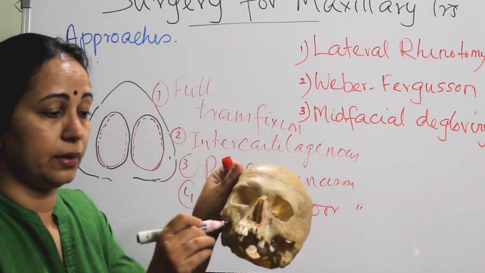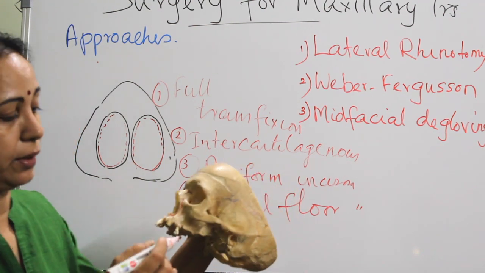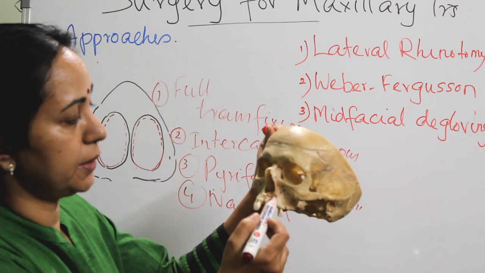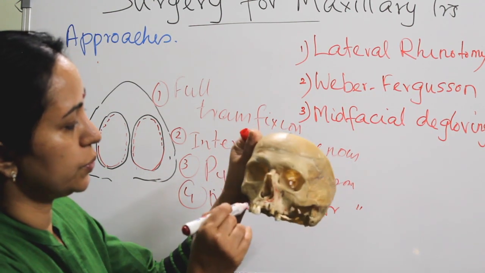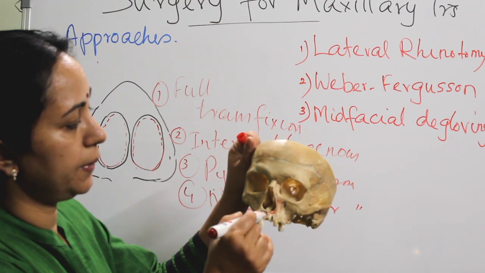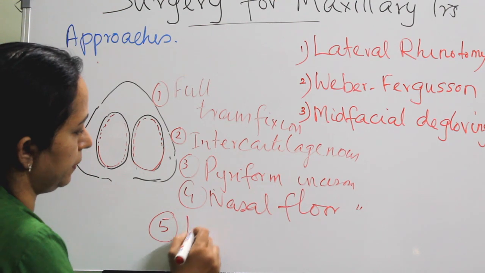Starting from one first molar, it should go bilaterally to the opposite first molar. Here comes the canine eminence or canine ridge. From there, here will be the first molar. So from one first molar sublabially, it should go to the opposite first molar. So bilateral sublabial incision.